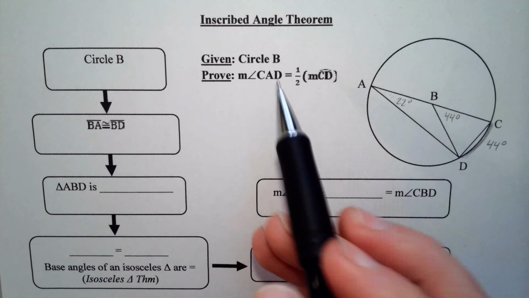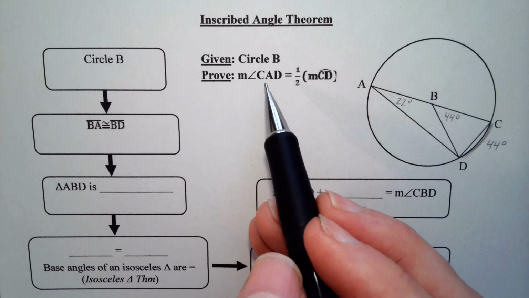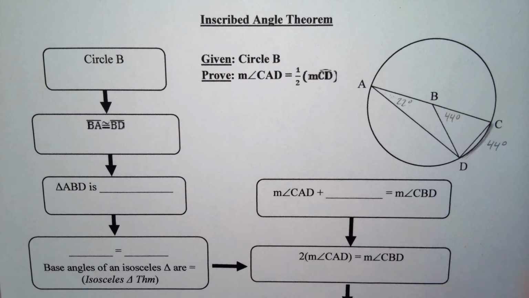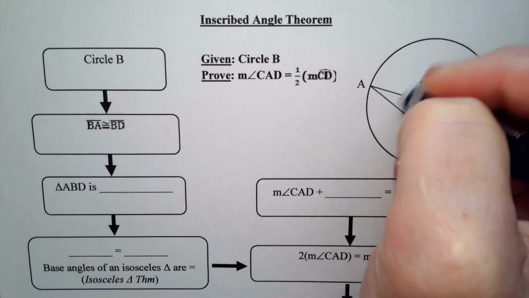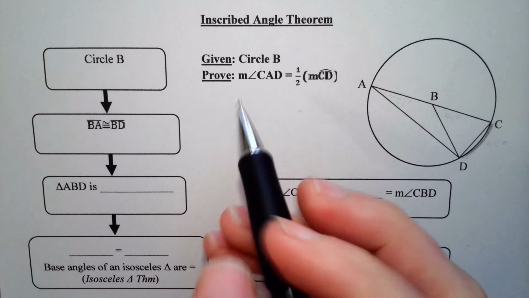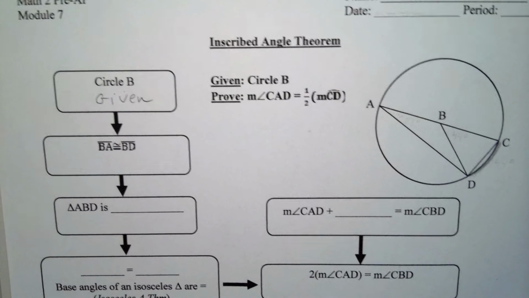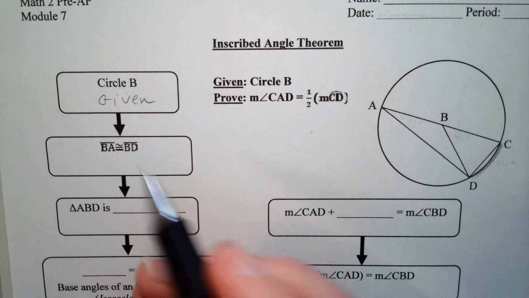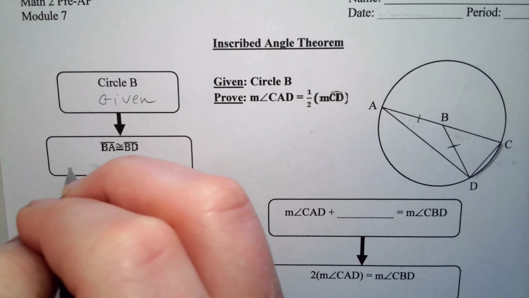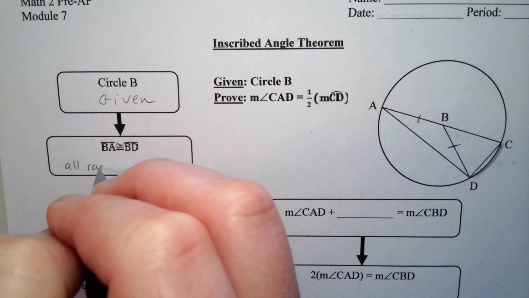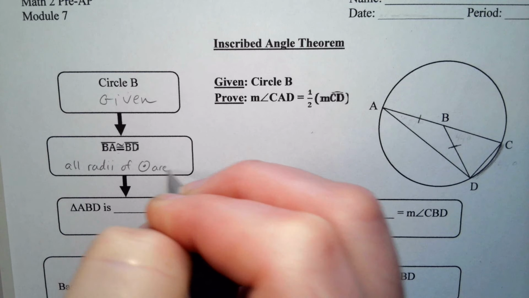Okay, so we are given circle B. We want to prove that the measure of angle CAD is half the measure of the intercepted arc. I'm going to erase the angles here because we want to make an argument that's true for all cases, not just for one case. Okay, so circle B, that is given. Next step, BA is congruent to BD. Those are radii, and we know that all radii of circles are congruent.